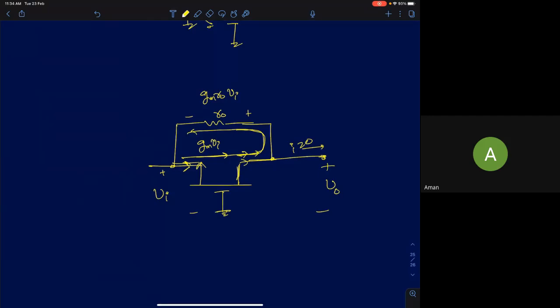Okay, so there are two questions. Why is the current 0? Because output is open circuit. If you open circuit the output, there is no path for the current to flow. So therefore, there will be no current. I is 0. Now, I've already discussed why GmVi is flowing from drain to source.